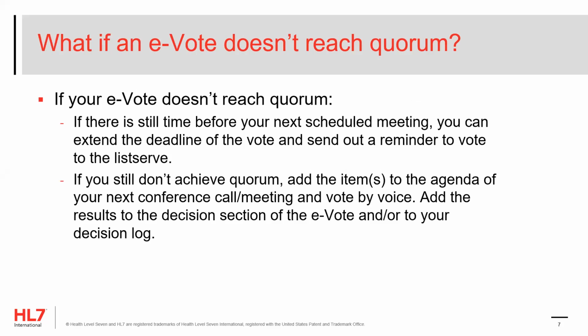Sometimes you'll send out an e-vote and it doesn't reach quorum by the time you've reached the date that you ended your e-vote. If it doesn't reach quorum, if there's still time before your next scheduled meeting, you can extend the deadline of the vote and send out a reminder to vote to the listserv. If you still don't achieve quorum, add the items to the agenda of your next conference call and vote by voice. Add the results to the decision section of the e-vote or to your decision log.